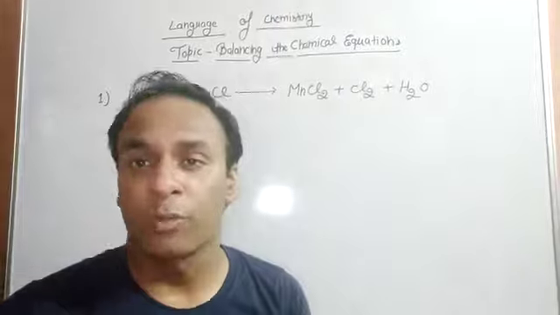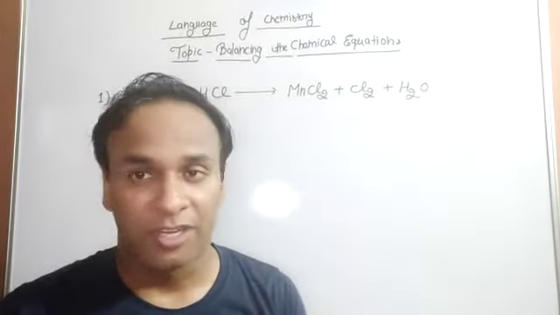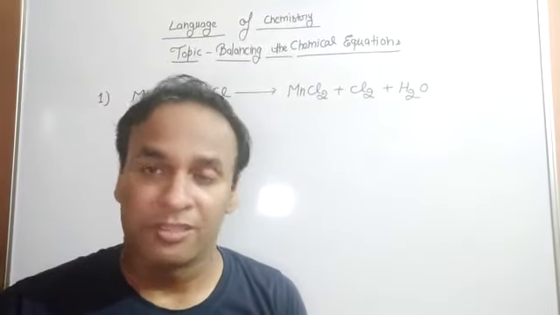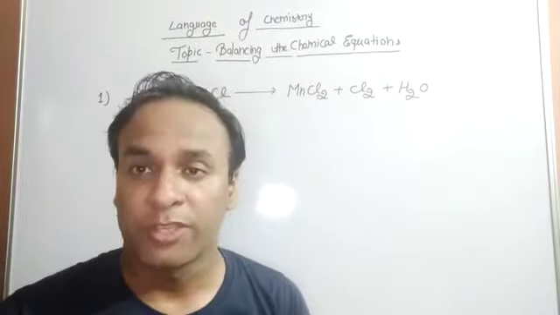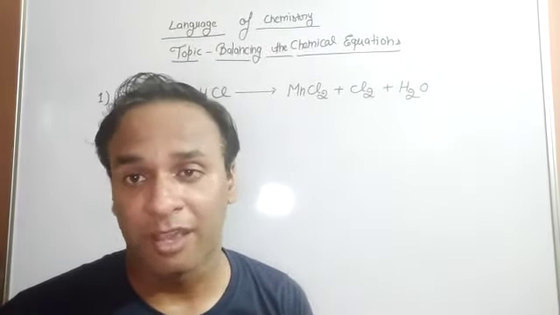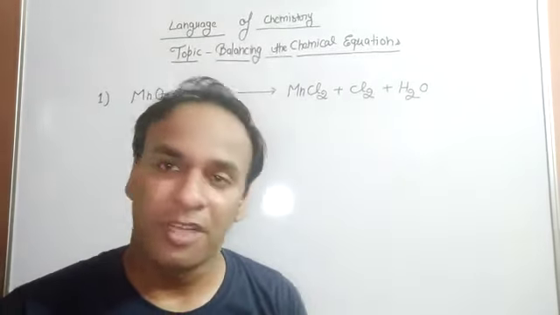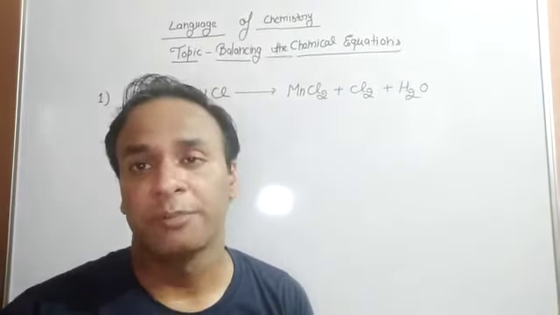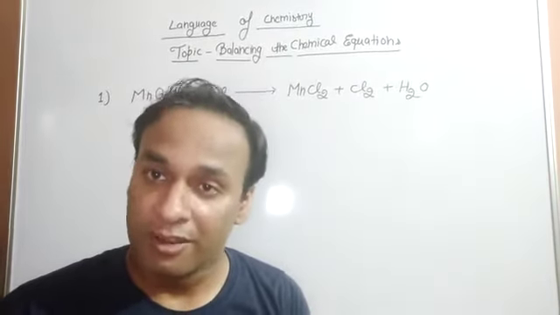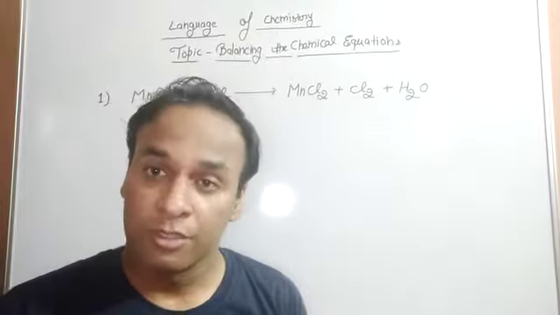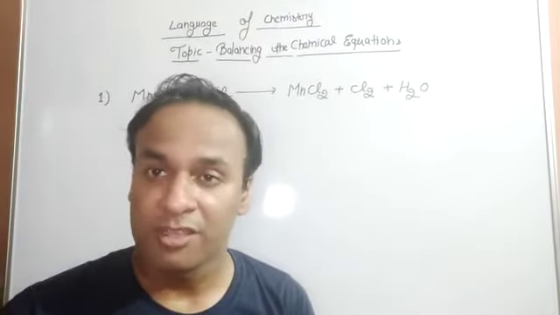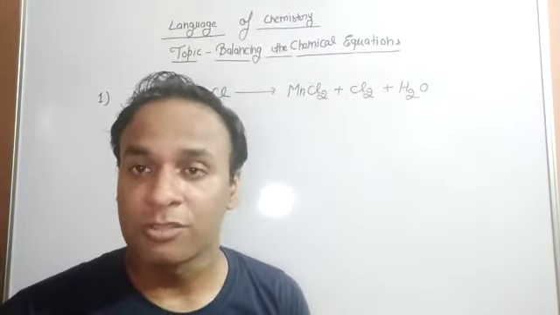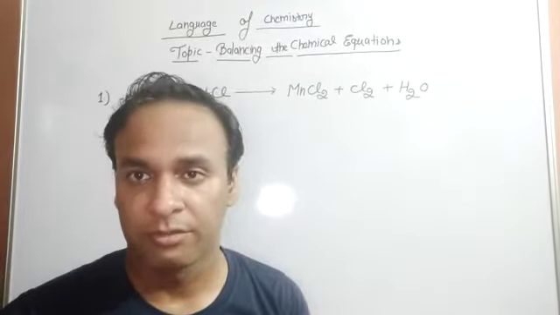Now the today's topic is how to balance the chemical equation. Listen, first of all I would like to explain what you mean by the chemical equation. A chemical equation is a symbolic representation of a reaction in which symbols and chemical formulas are involved. This is called a chemical equation.